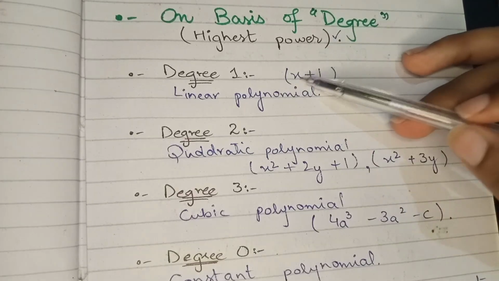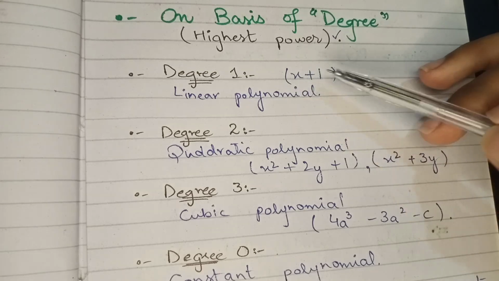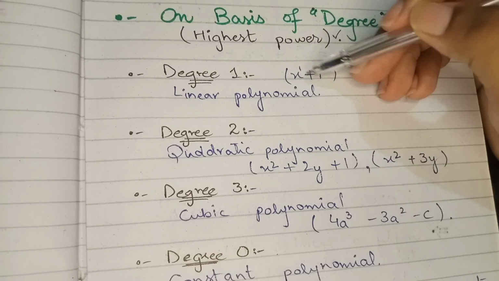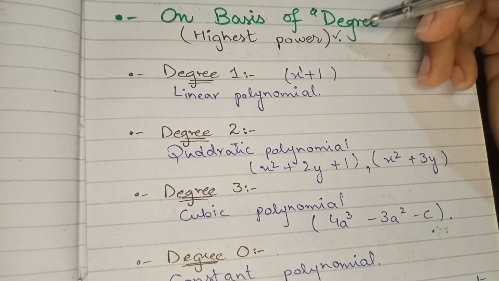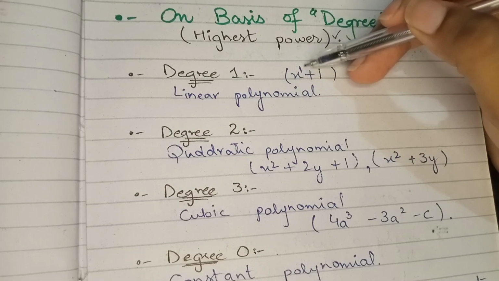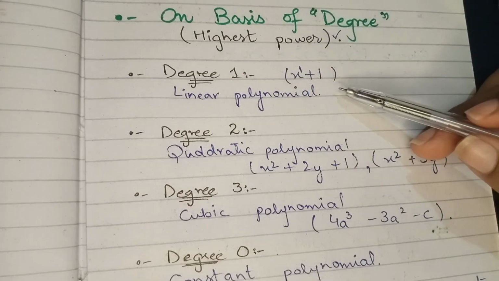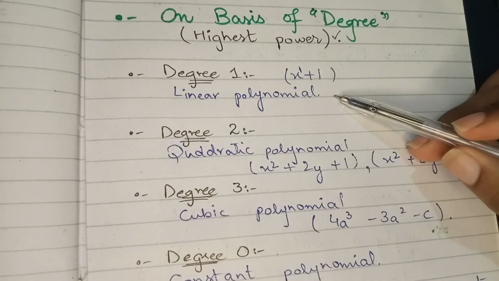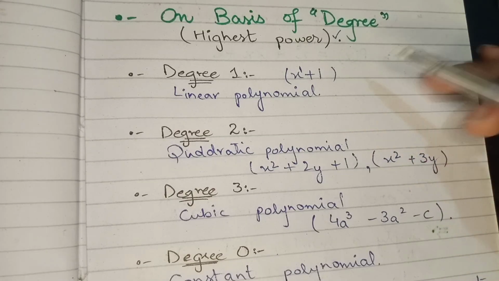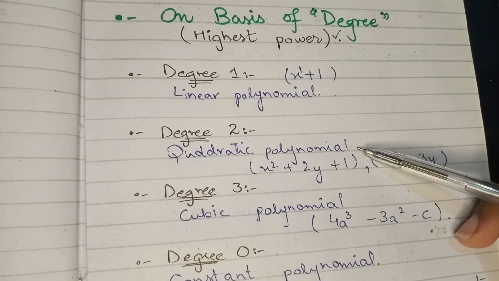Degree 1: x plus 1 is an example of degree 1. Here you can see that x contains the power of 1. There is no written power, which means x contains the power of 1. So it is called degree 1, and degree 1 is also called a linear polynomial. You have to remember the name linear polynomial. Degree 2 is called a quadratic polynomial.